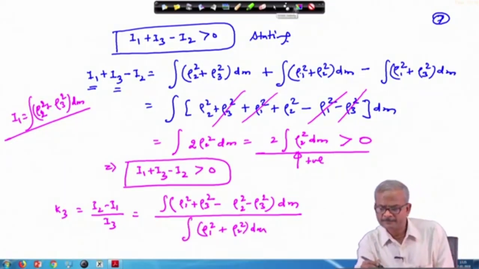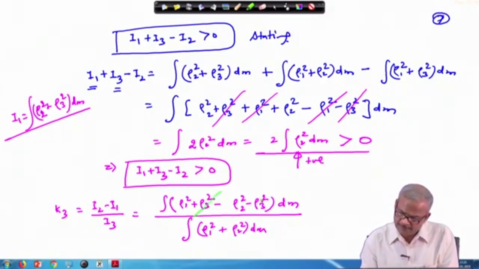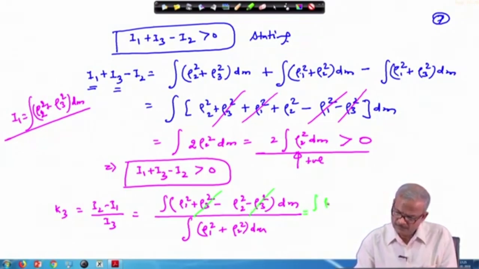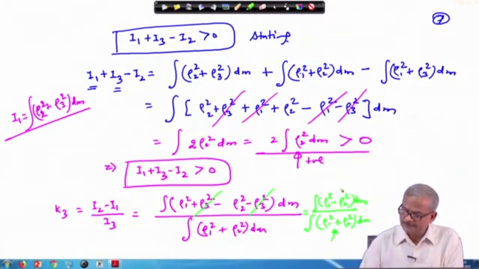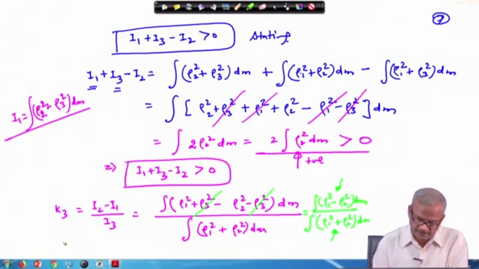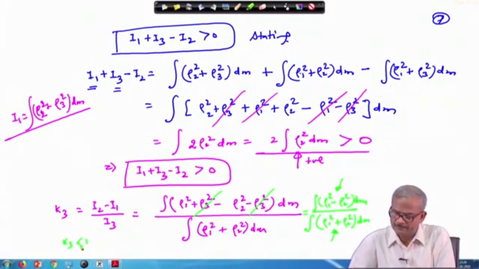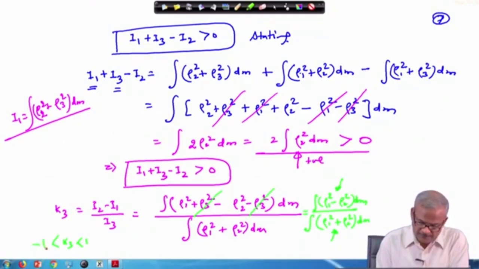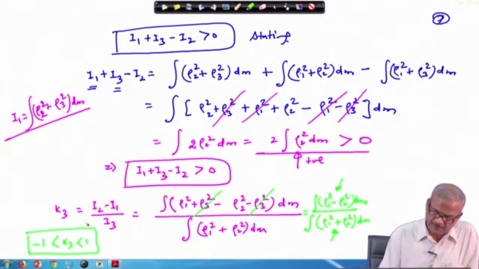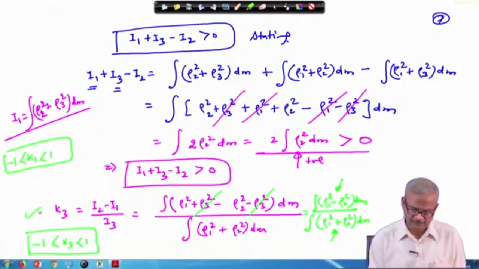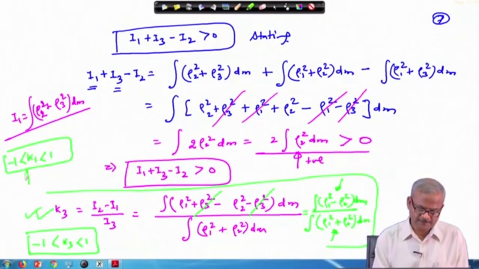And if you look into this quantity, rho3 and rho3 cancel out, and this gives you rho1 a squared minus rho2 a squared divided by rho1 a squared plus rho2 a squared dm. So, what it says is, this quantity is always positive, this can be positive or negative, but one thing is ensured, that K3 will be less than 1. Okay. And also, this will lie between minus 1 and 1. The same way, if you look for K1, it is also going to lie between 1 and minus 1. You can use the same line of deduction as I have done here, so K1 is also like that.